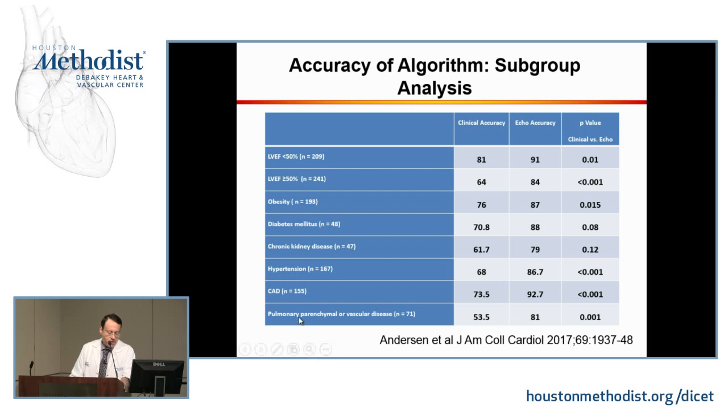Also look at patients with pulmonary parenchymal or vascular disease. This was not a large number of patients, only 71 of the 450 cases. And again, echo accuracy was much better, 81 versus 54%.